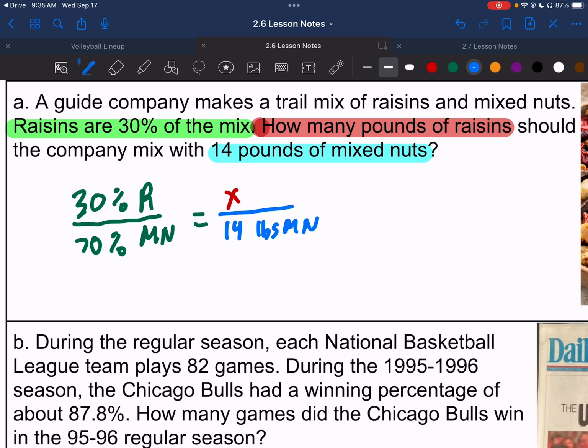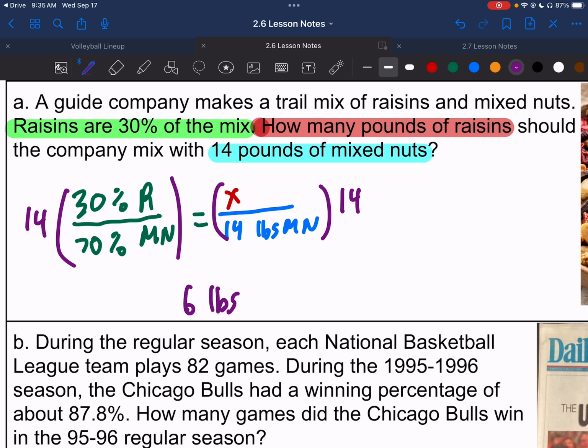Okay. And so now, what do we need to do to solve this problem? x is in the numerator, so all I have to do is multiply by 14. And we do 14 times 30 divided by 70, and I get 6 pounds of raisins is equal to x. So 6 pounds of raisins is the amount that I'm going to need. So this is going to make 20 pounds of trail mix.